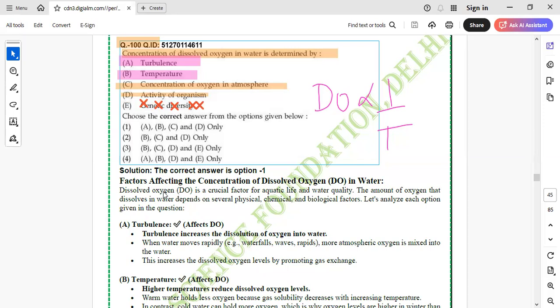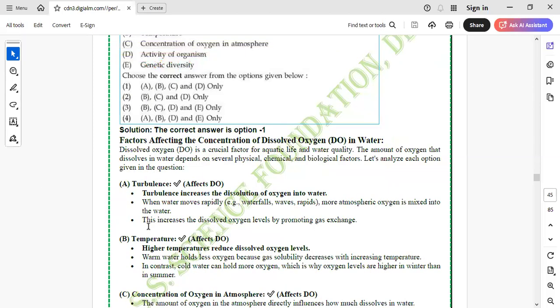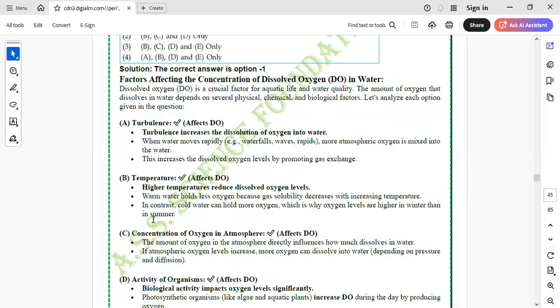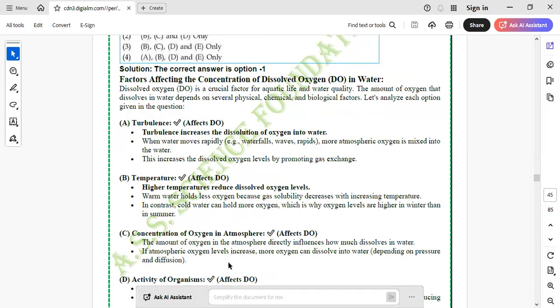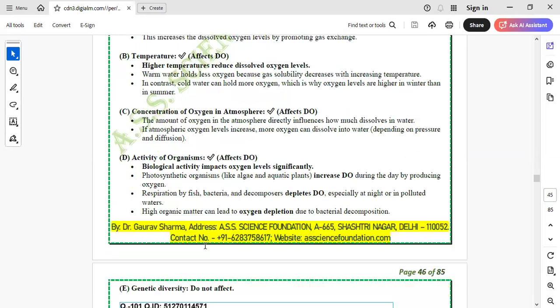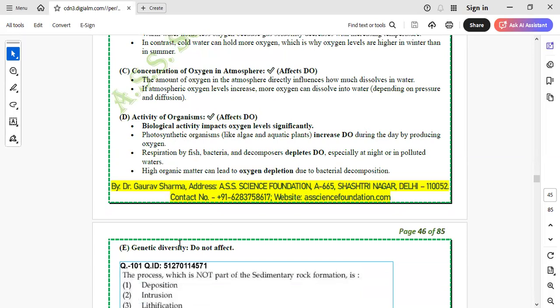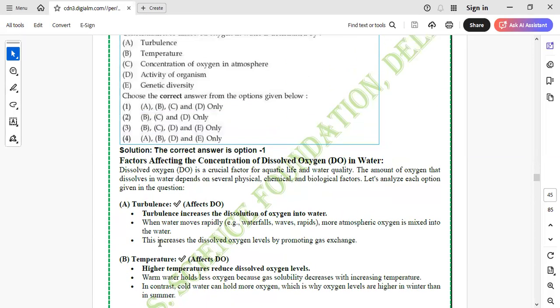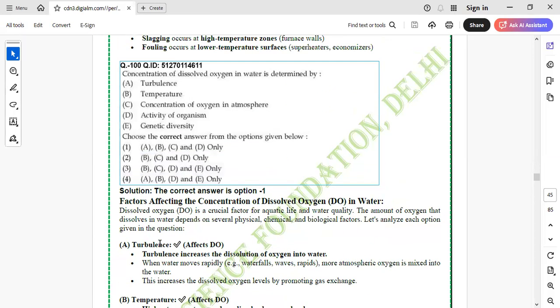And we have mentioned the same, why they do so and why it is. So the first factor, turbulence, increases the dissolution of oxygen. Temperature: high temperature, low solubility; low temperature, more solubility. Concentration of oxygen, yes, that does matter. Activity of organisms affects it, but the last option, which is species, does not affect. So except that option, everything is there. So A, B, C, D is the correct answer, which is given in only the first option.